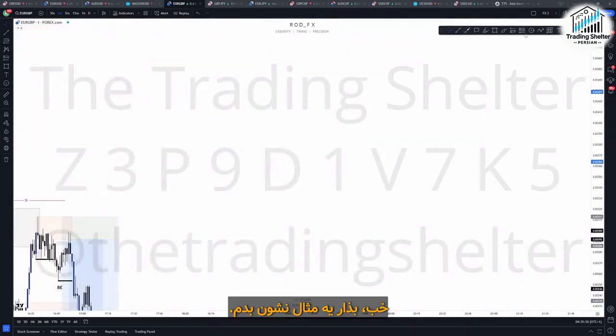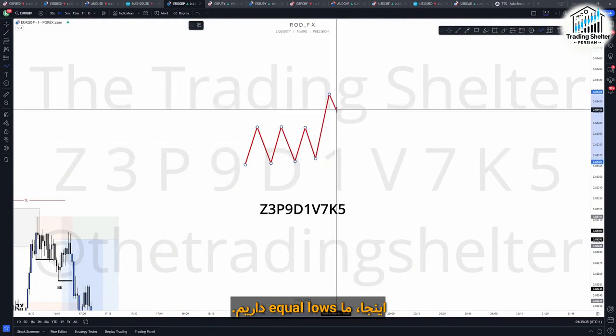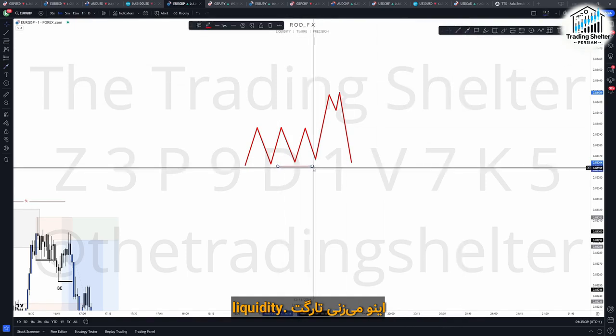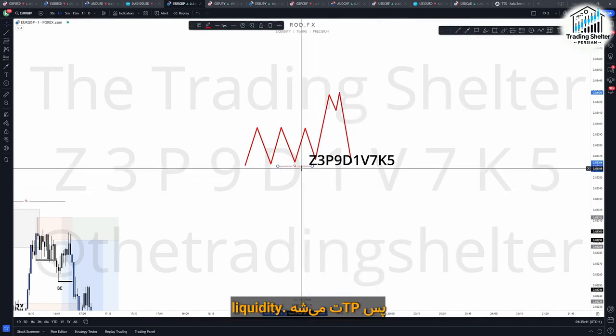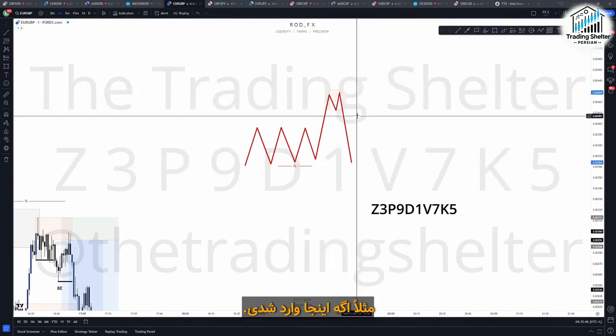So let me show you an example. Here we have equal lows. This you would target the liquidity. So your TP would be the liquidity, right? If, for example, you entered here, right?